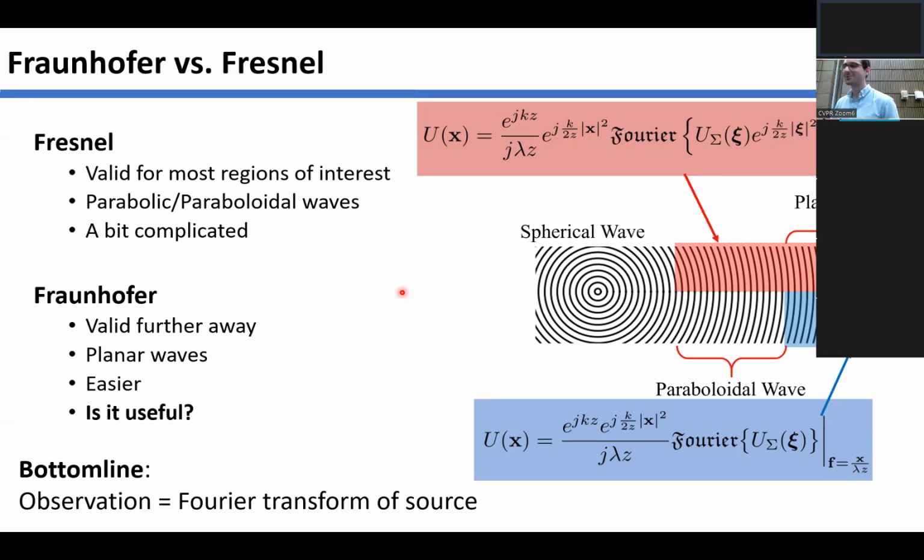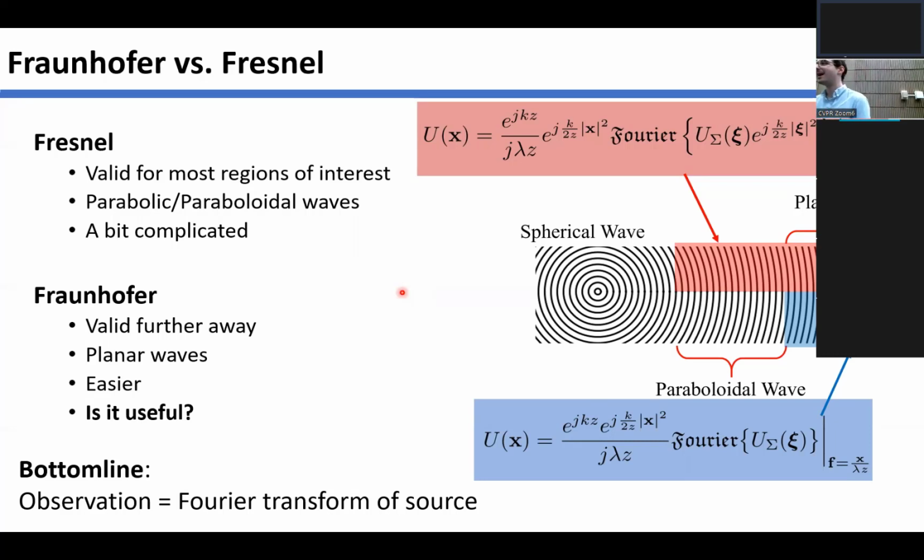So, just comparing Fraunhofer versus Fresnel, where are these two things valid? Remember that these are the results of approximations. So if I've made an approximation, I better have some way of knowing when to use it, okay? The idea is that the Fresnel approximation is going to be valid for a larger region, and that's because he didn't cheat as badly as Fraunhofer, and he used parabolic waves. So it's going to be valid for most regions of interest.